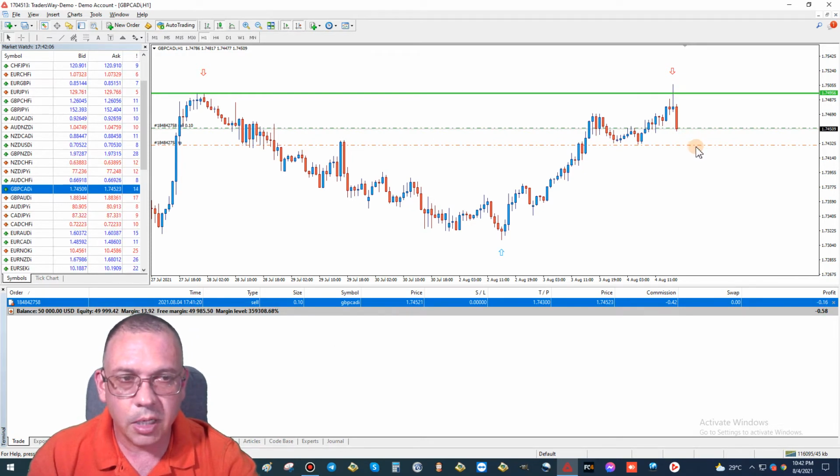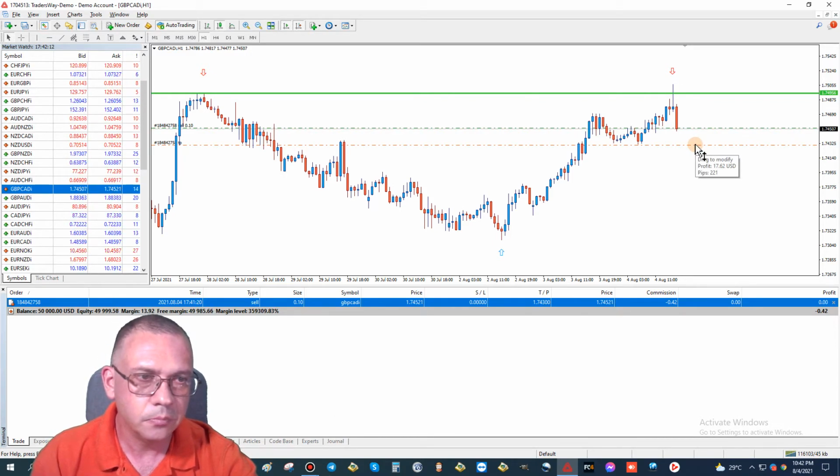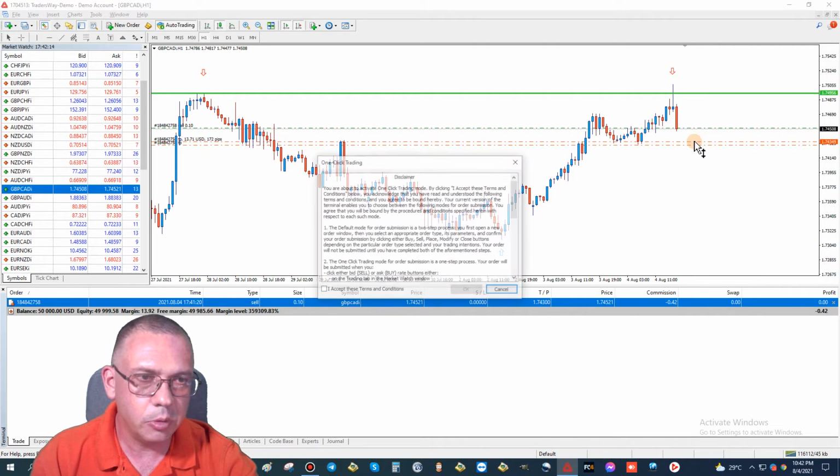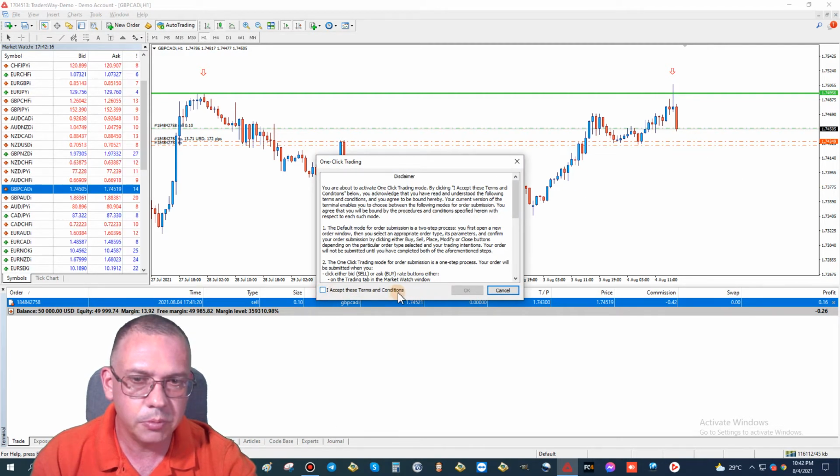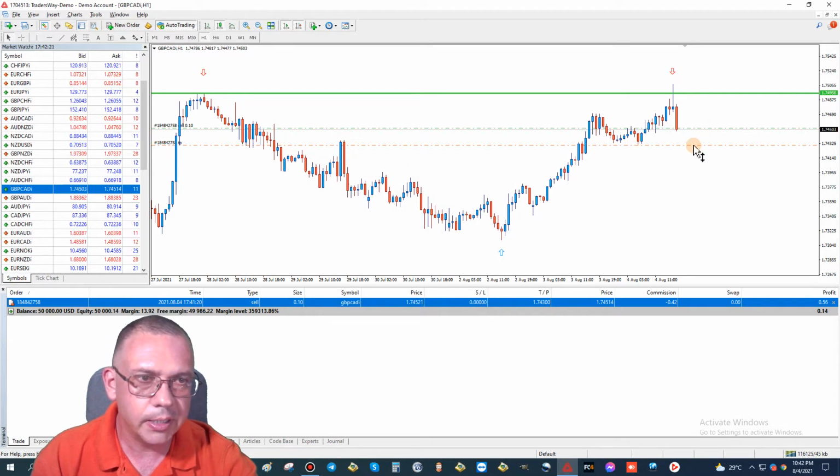Now I do not want a huge take profit. How many pips is this right here? It's showing 221 pips. Okay, and I probably could tighten this up a little bit more, make it about 200 pips. Oh, this is a fresh demo account opened, but I could tighten this up a little bit more.